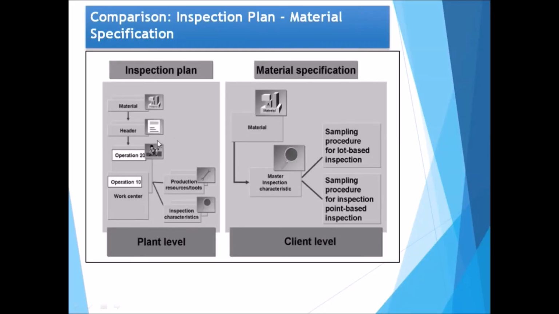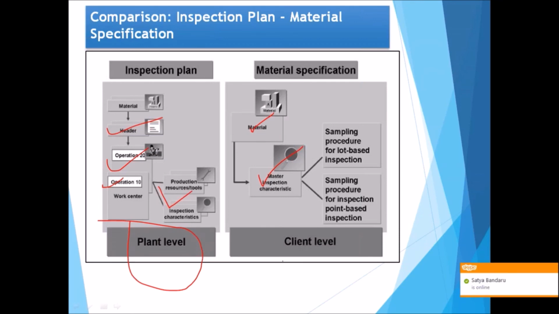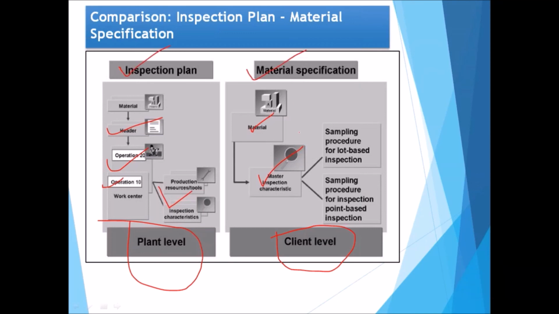See, inspection plan is very complicated, meaning you have a lot of data to maintain. You have to maintain header data, operation data, and in that again you have to maintain characteristics. Whereas material specification is very simple. You enter the material and all characteristics. Inspection plan is always at plant level, which means for the same material, different plants, you can create different inspection plans. But material specification is always at client level. This is the comparison between inspection plan and material specification.